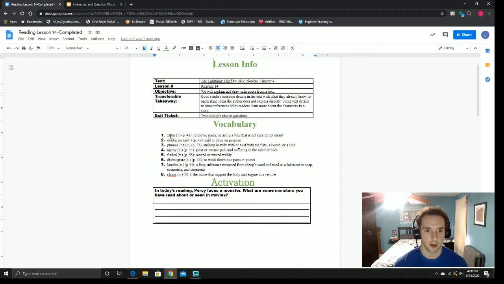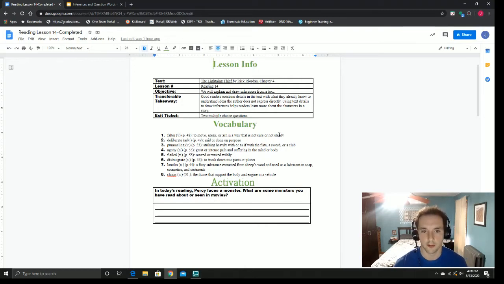Let's do it. The first word for vocabulary is falter. Falter, which means to move, speak, or act in a way that is not sure or not steady. Sometimes this happens when you're not confident in what you're about to say, so you might stutter or you might just stop and freeze for a second.